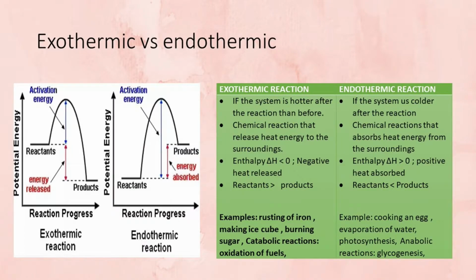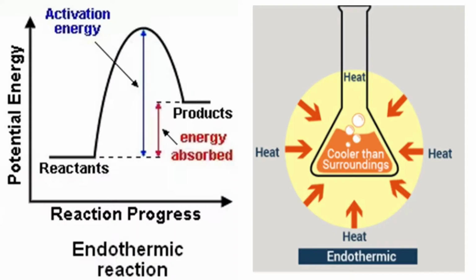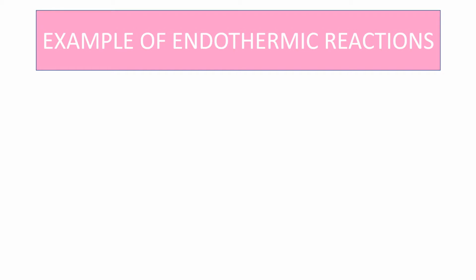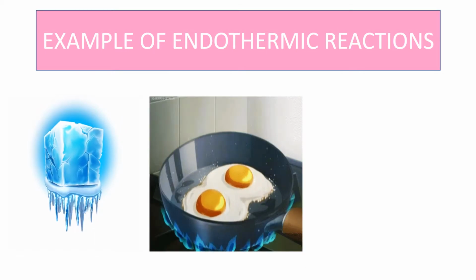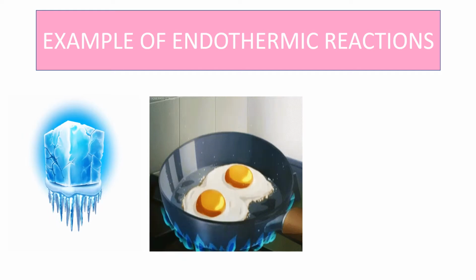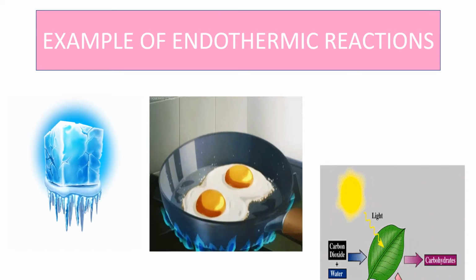The transfer of energy is either an exothermic or endothermic process. Endothermic process describes a process or reaction that absorbs energy from the surroundings to the system. One of the characteristics of endothermic reaction is that the product is bigger than the reactant. Examples of endothermic reactions: making of ice, cooking a raw egg, and photosynthesis.